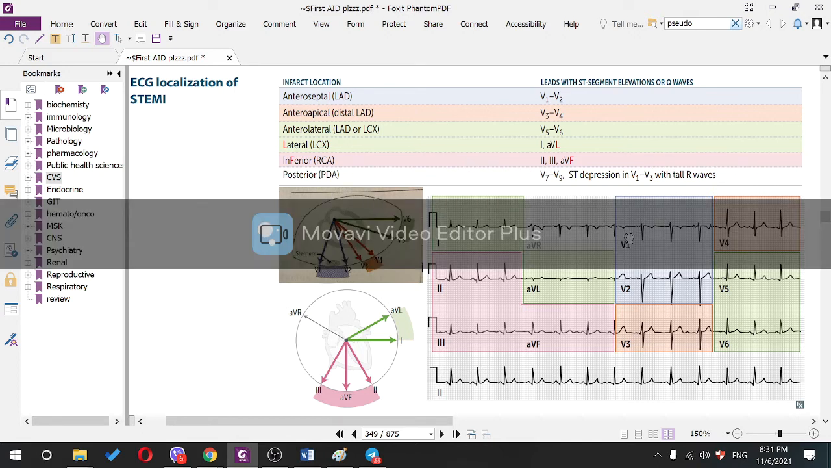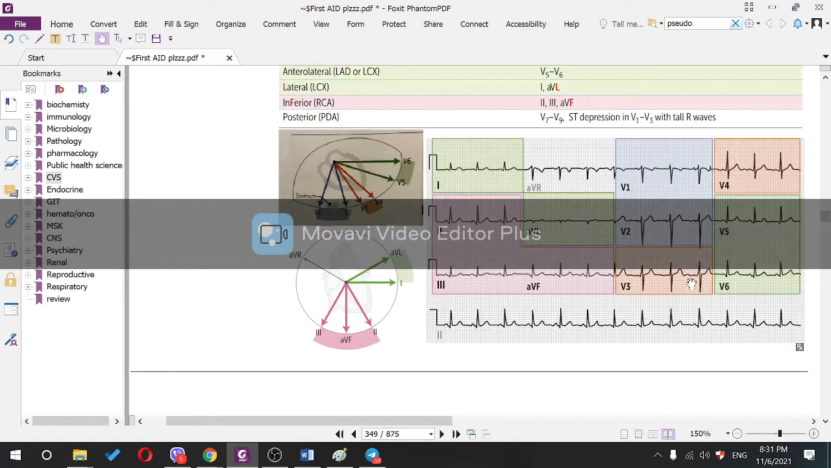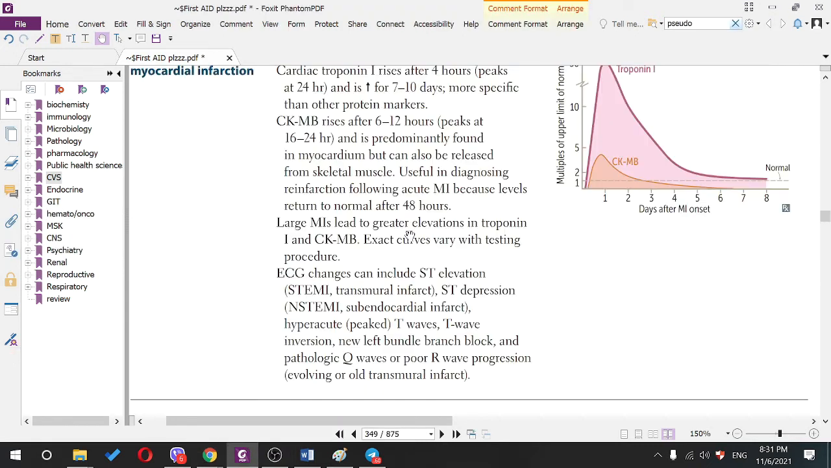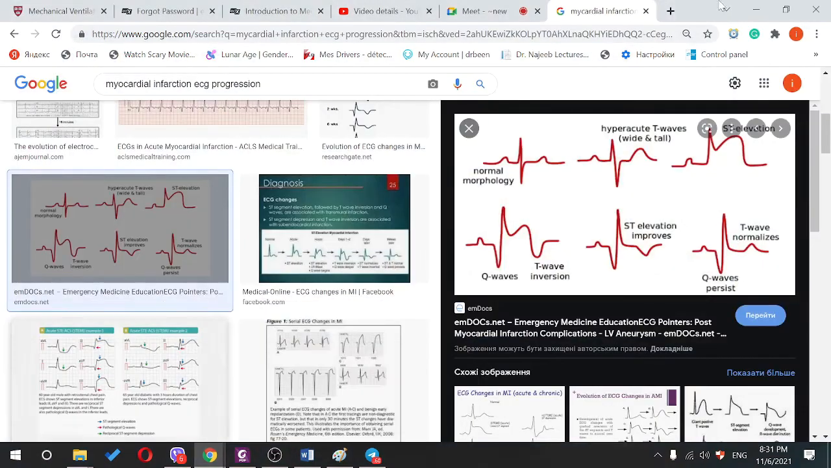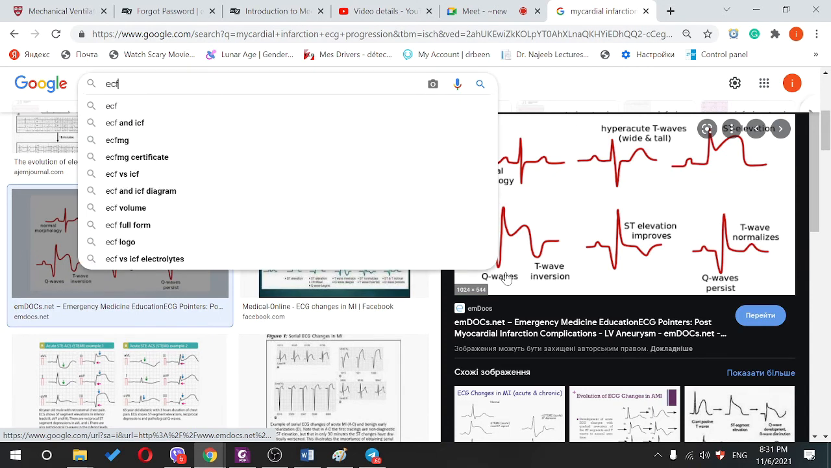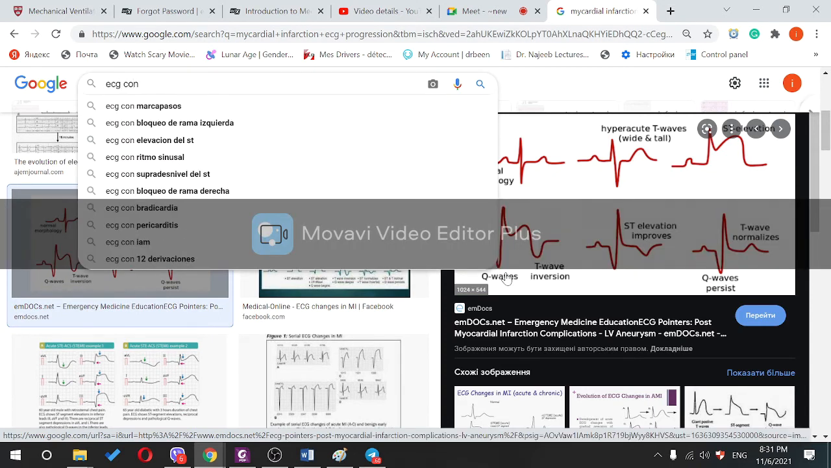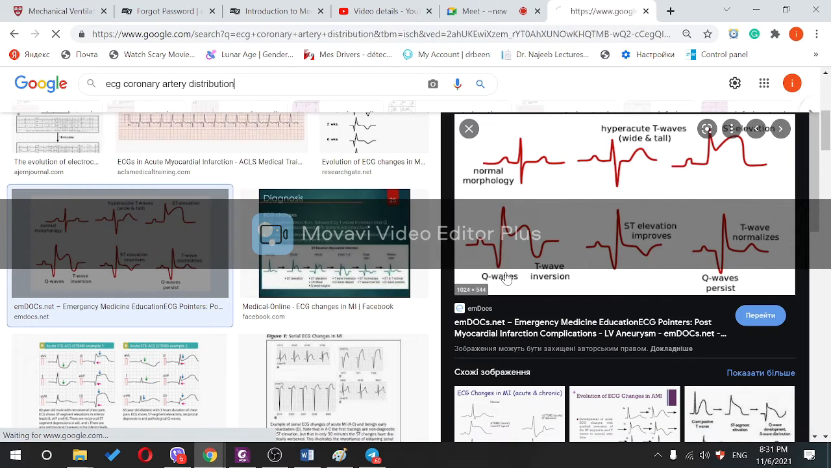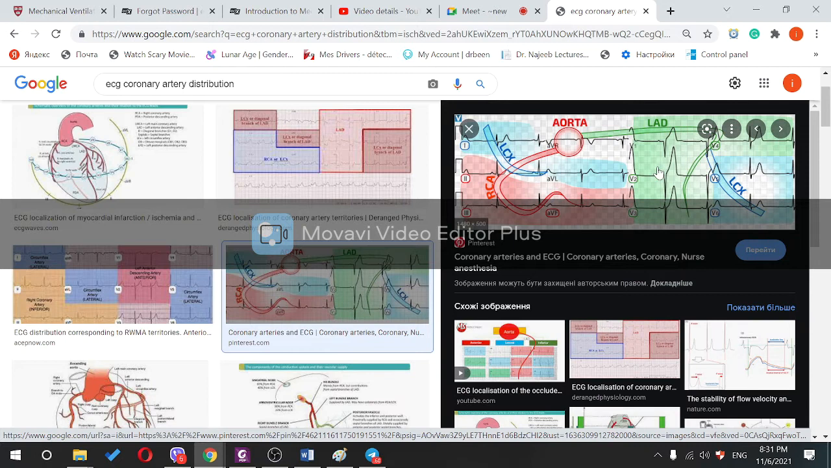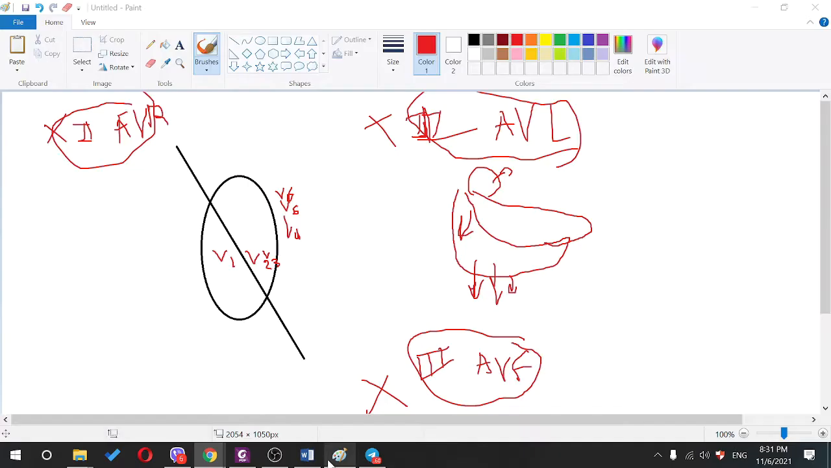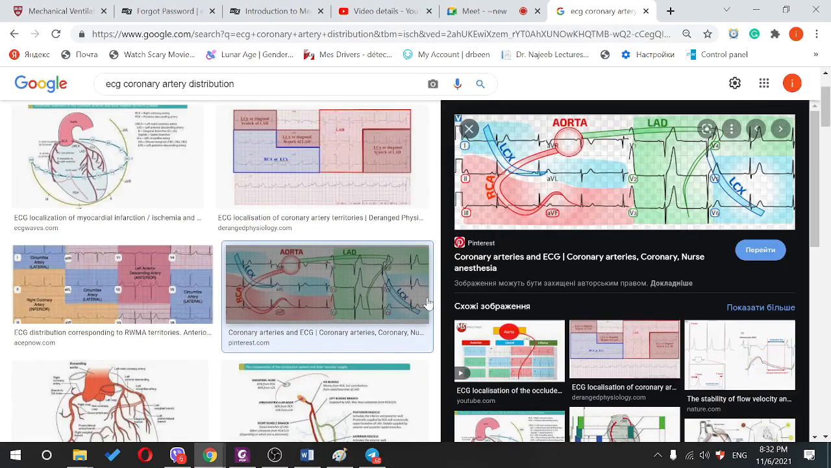That's it. So let's speak about the heart ECG. I like this one, but there is one that I like more. So let me show you the one that I like more. Yes, so the one that I like more is actually this one. Why do I like it more? Because it has a visual representation of where each lead is located. So let me just send this to the group.